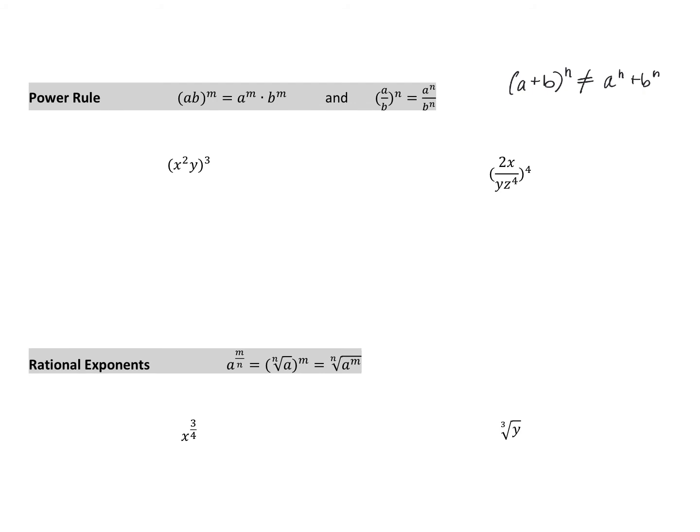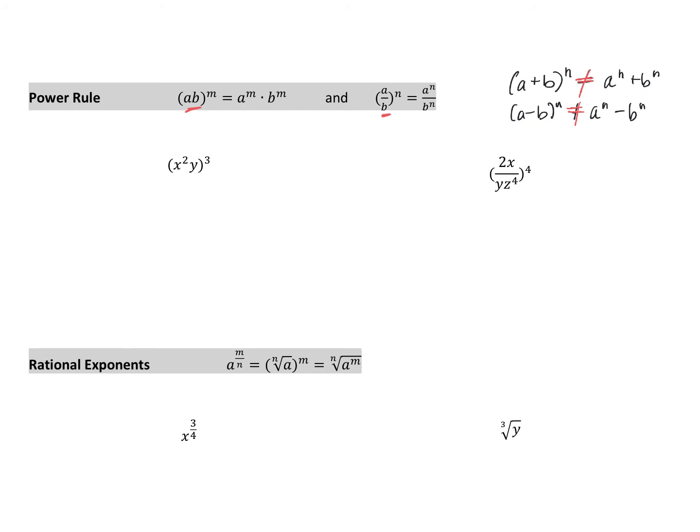The same is true for subtraction, right? If you have subtraction or addition in the parentheses, you cannot simply distribute the n to the two things inside the parentheses. That is not okay. So make sure I put it in red here. Do not do that. So the power rule can only be used when you have multiplication and or division only.